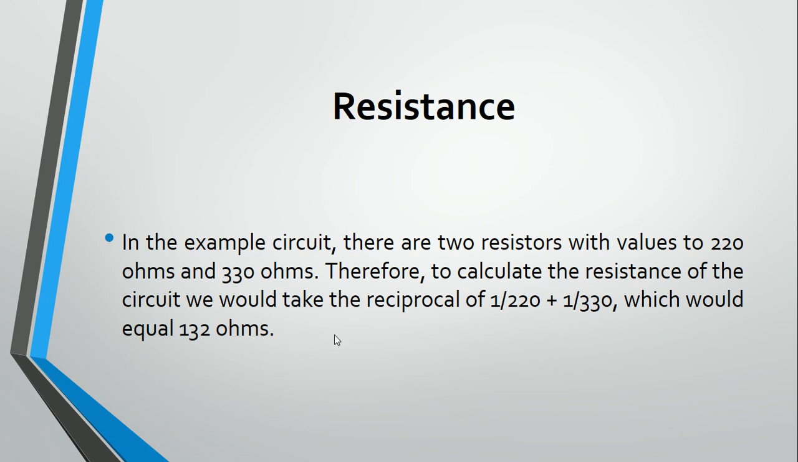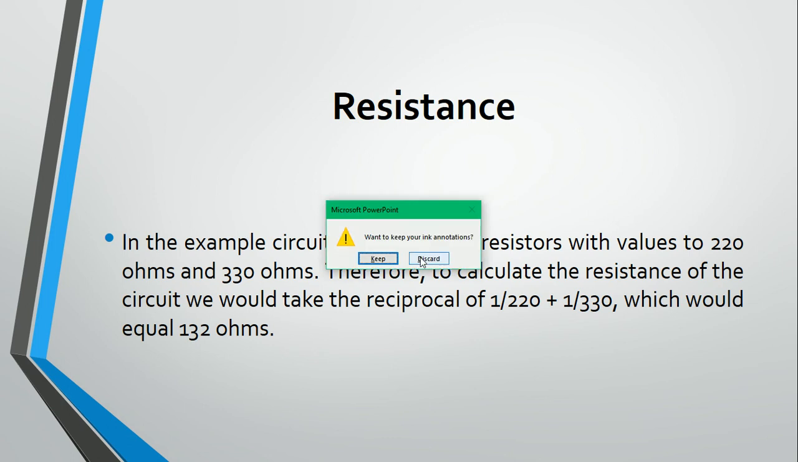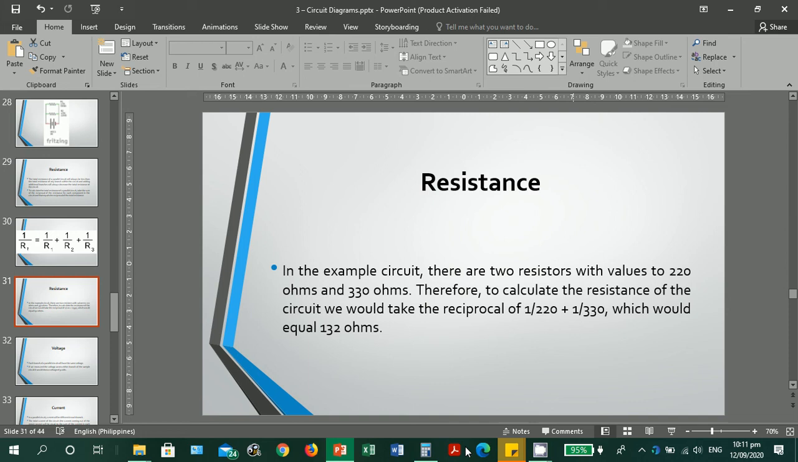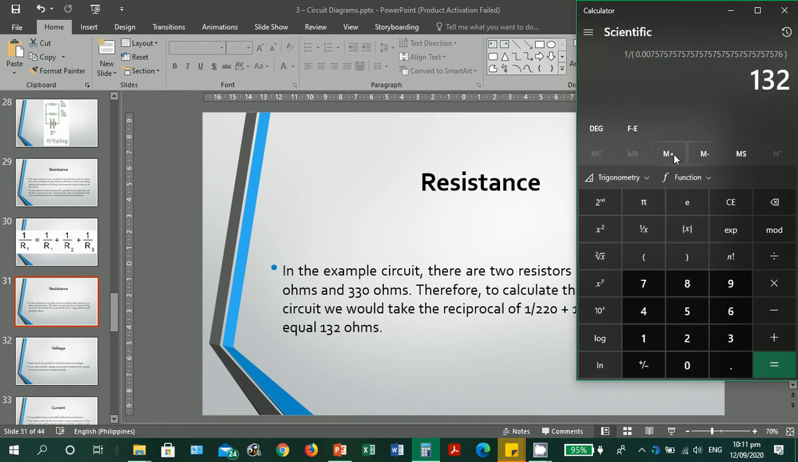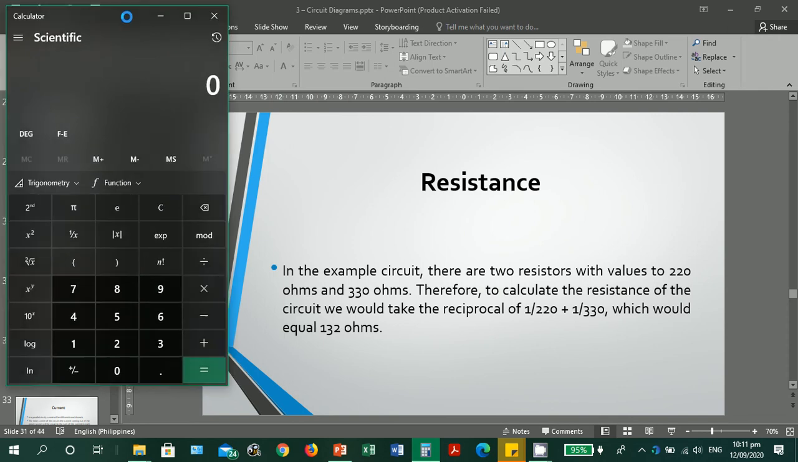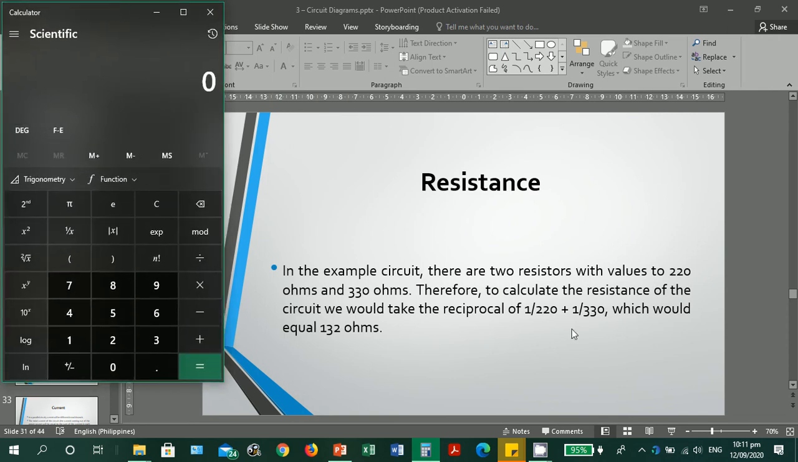Okay, let's see if it's really 132. So we have our example, so that you'll know how to calculate. Let's get 220, then convert it into its reciprocal, plus we have 330, then convert it again to its reciprocal. Then we're going to add.